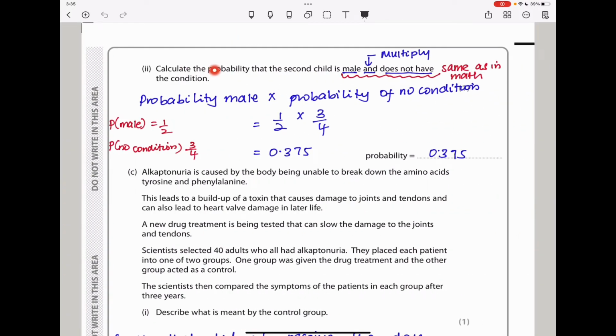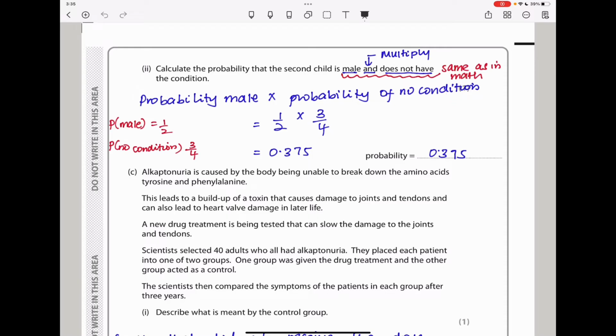Continuing on, they say calculate the probability that the second child is male and does not have the condition. Remember, if they say "and" in probability, it means you have to multiply. So here we're going to find the probability that the child is male, which is always a half, times the probability of not having this condition.